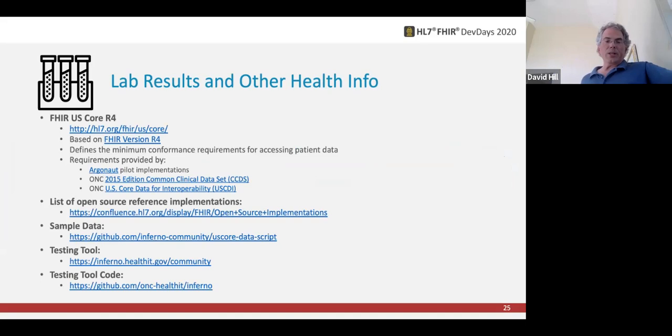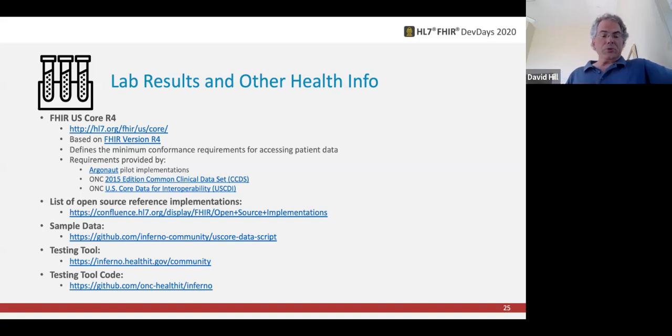Next, I want to talk about lab results and other health information. This is based on US Core R4. The requirements for that have been based on Argonaut pilot implementations, the ONC Common Clinical Data Set, as well as the ONC US Core Data for Interoperability, otherwise known as USCDI.